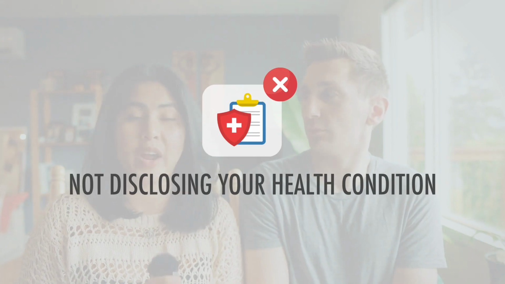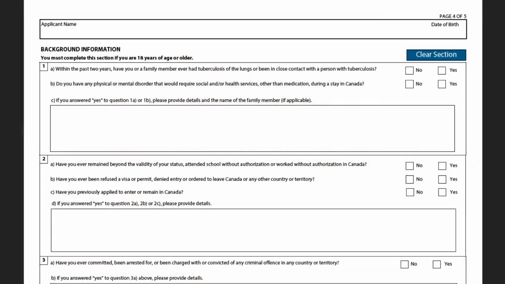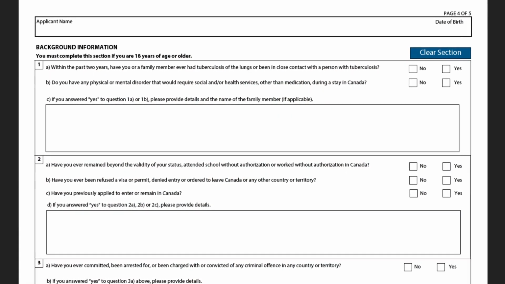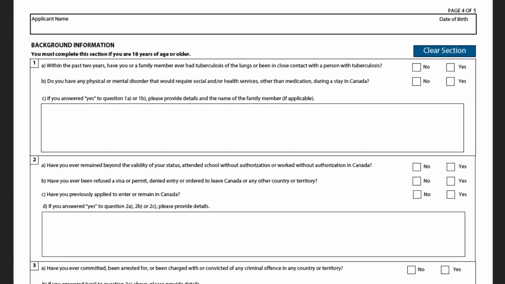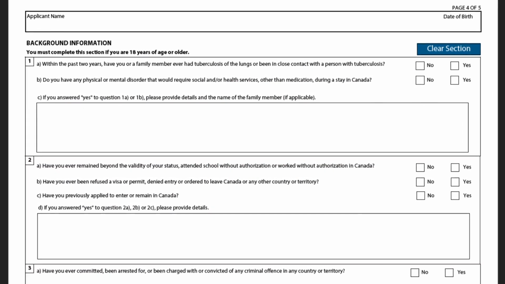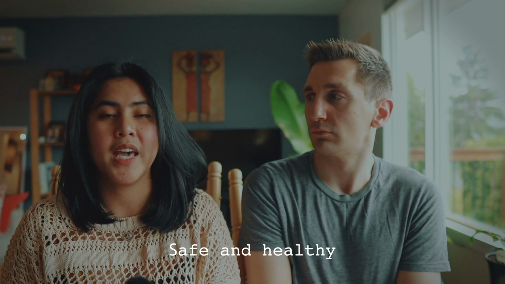Moving on to our next reason, which is when you fail to disclose your health condition. For an international student who wants to study here, depending on the country, you must go through a medical examination. Also on your application, you have to disclose if you have had tuberculosis in the past 2 years, or if you have a mental disorder that will require health services in Canada. Canada is very strict about this because, number one, they want to make sure that their citizens remain safe and healthy.